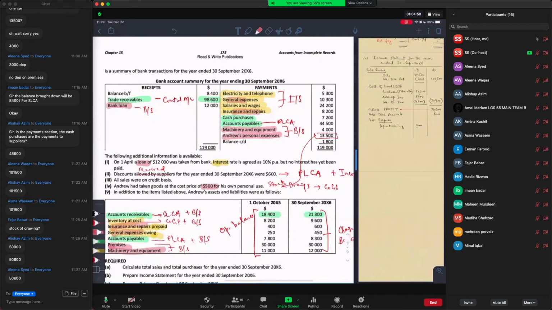आपके पास यहाँ पे उसकी कुछ accruals and prepayments भी हैं. So there are some insurance accrued and prepaid, right? So let's sort this out first.